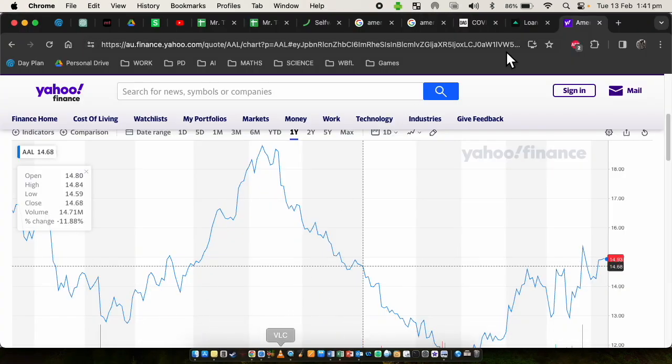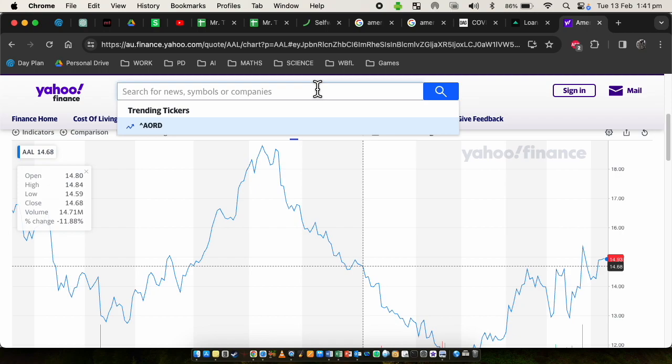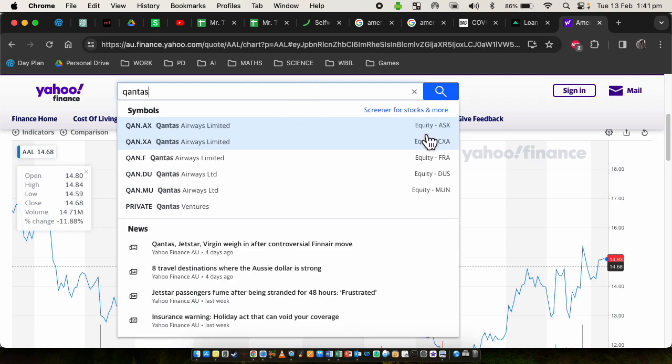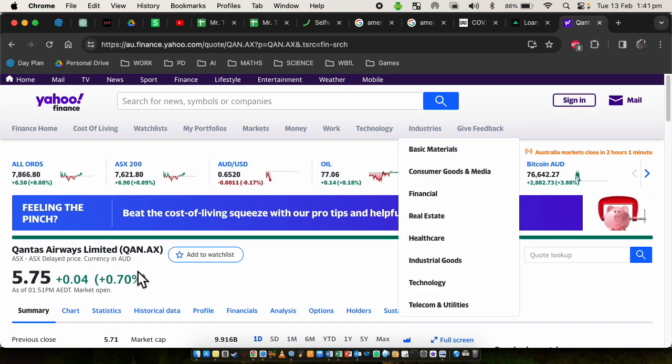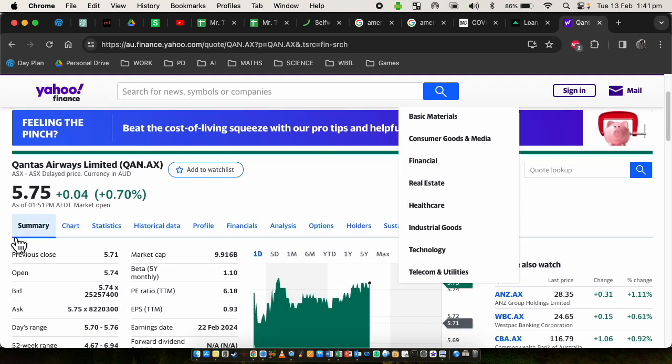So what does it look like when it's an Australian company? What's an Australian company? Someone? What's our airline? Qantas. Qantas, equity, ASX. Click. Is that in AUD? It's $5.75. I can screenshot, etc. You just need to find this information to start. You don't have any numbers. Okay.